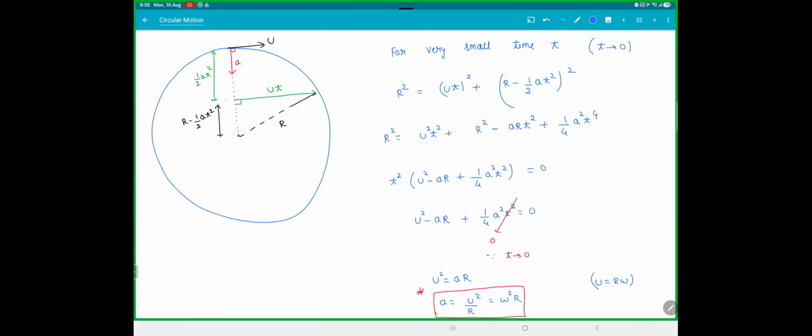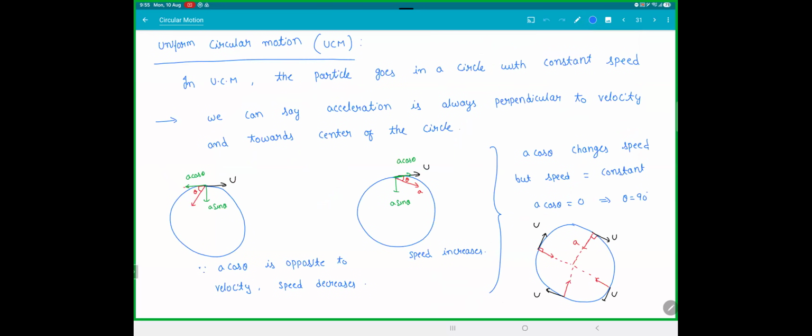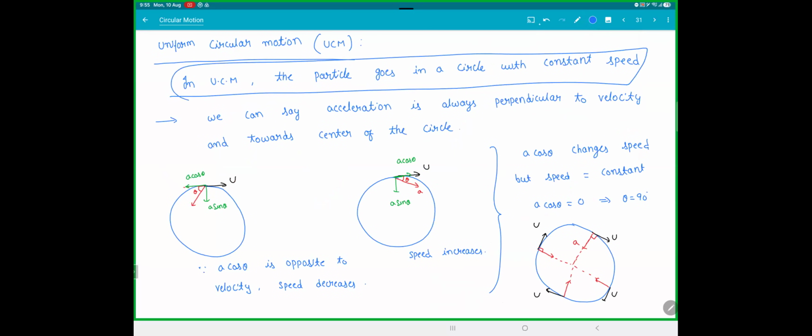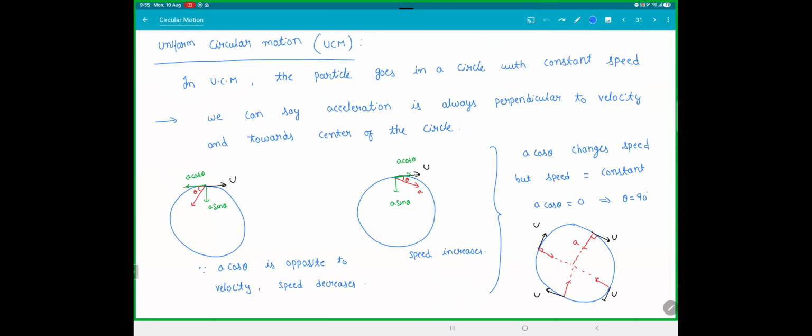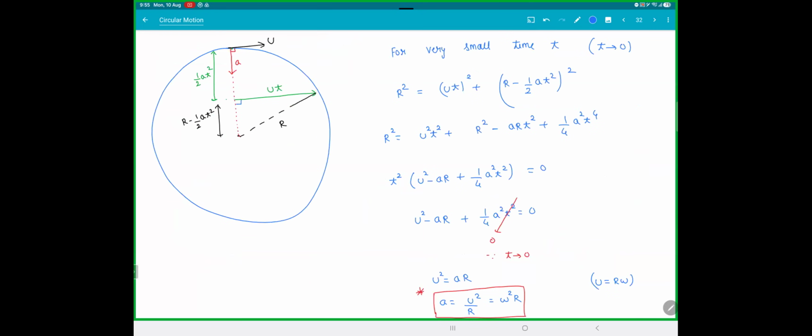And again, see, we proved this. This thing didn't come out of thin air. We proved all this stuff with just one statement: the particle goes in a circle with constant speed. That's it. First we proved there is an acceleration, and then we said it is towards the center. Then we said for small time t, the acceleration will try to take you toward the center. That is half at square, but your ut will put you back on a circle. And this happens precisely for only one value of u square by r. This does not happen for any other value.